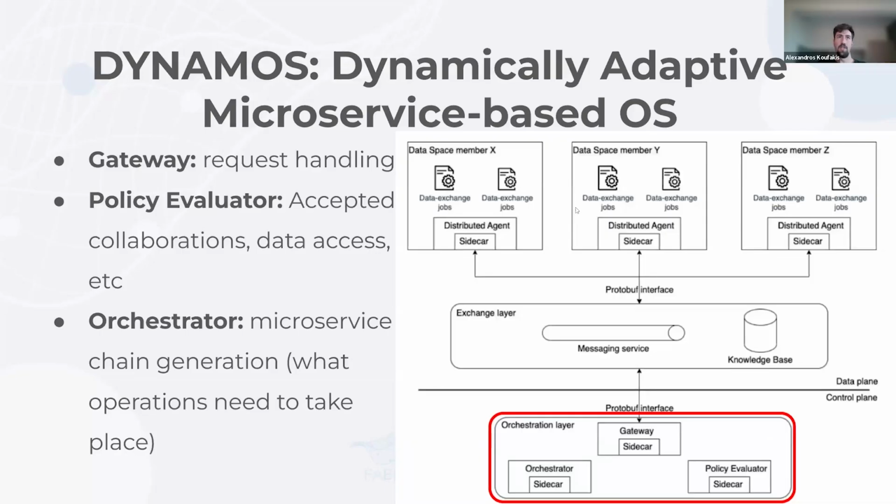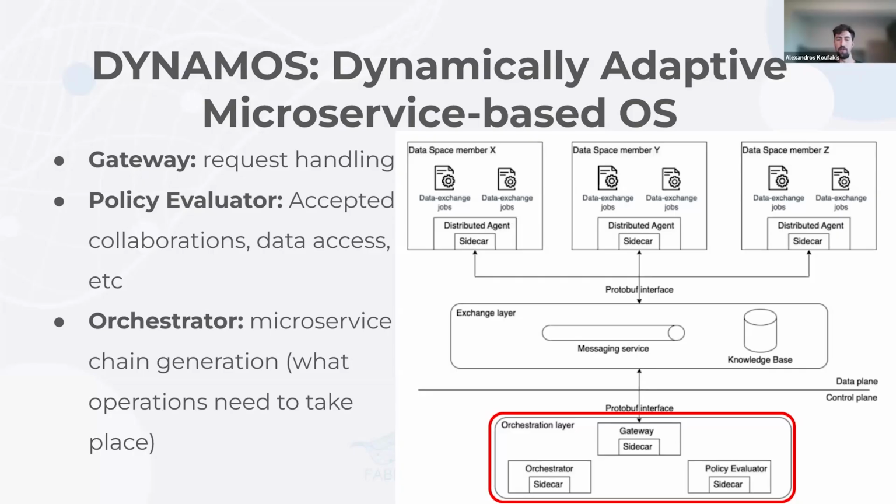Now specifically we use Dynamos, which stands for Dynamically Adaptive Microservice-Based Operating System, which is a data exchange framework developed previously by the UVA, the University of Amsterdam. So let's go through the main components of Dynamos, starting from the bottom side of the figure. First of all, the gateway, which is essentially a component that receives the external requests from the end user and then triggers the whole process.